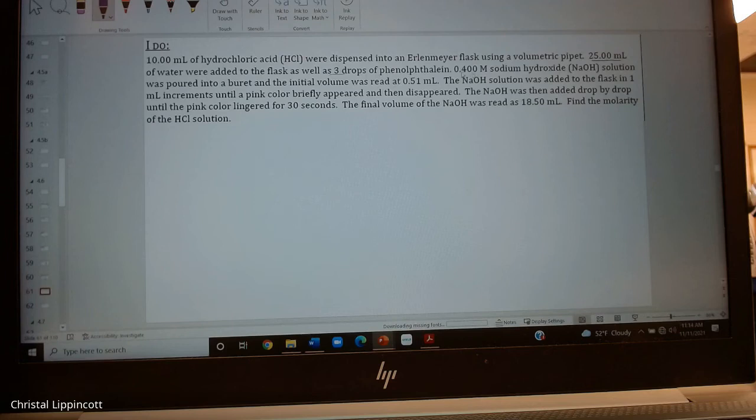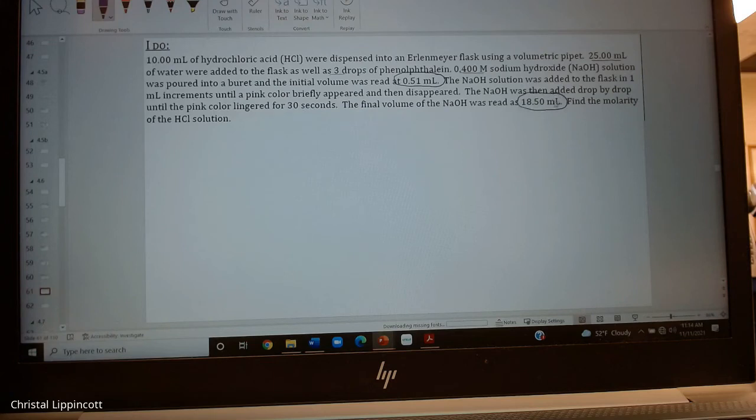Then we are going to take 0.4 molar sodium hydroxide. They're putting that in the burette. Their initial reading is this amount on the burette. And then they're adding it in 1 mil increments until the pink color briefly appears and disappears. And then once that starts happening, you want to go much slower. Okay? So at that point, they're going drop by drop. And when the pink color lingers for 30 seconds, you stop. The final volume reading then was this amount.